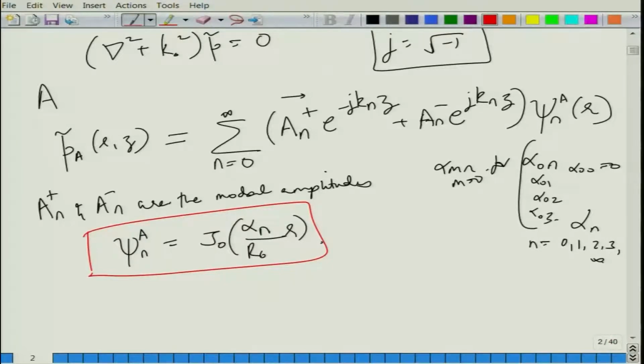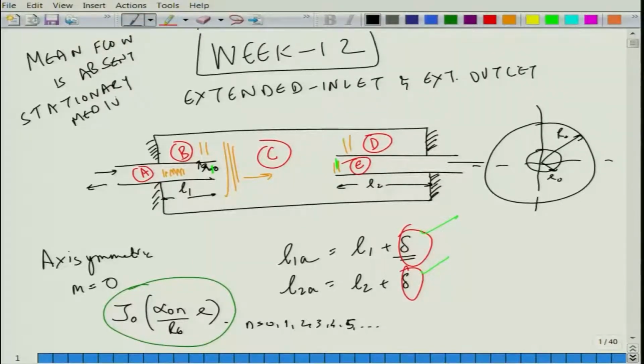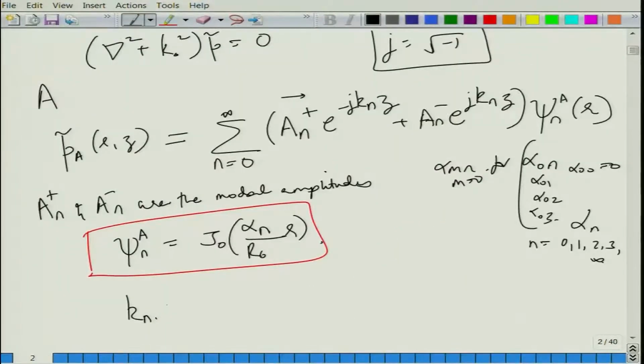Now, what we need to do is that we have figured out, or expanded, the solution for this region, and k n is something that we need to worry about. There is no mean flow; I just forgot to mention here, mean flow is absent, or we can just ignore it, a stationary medium is considered. And now you have your k n. So, what is k n? k n is nothing but the square root of k naught squared minus alpha n by r naught squared.